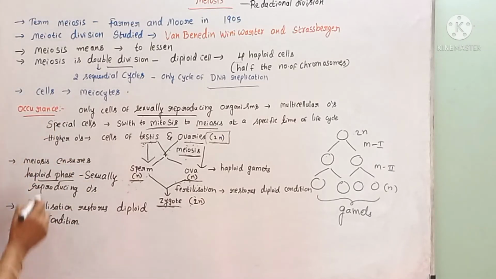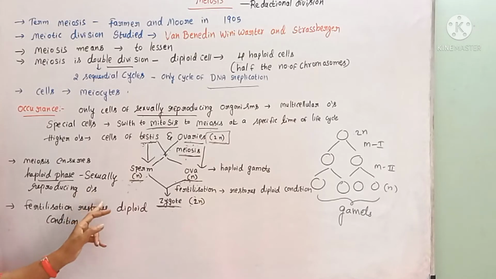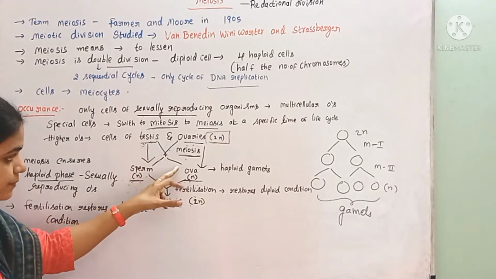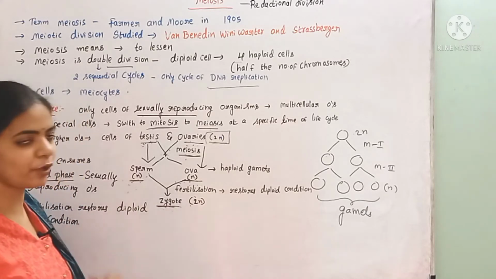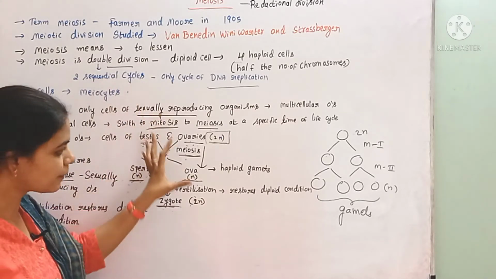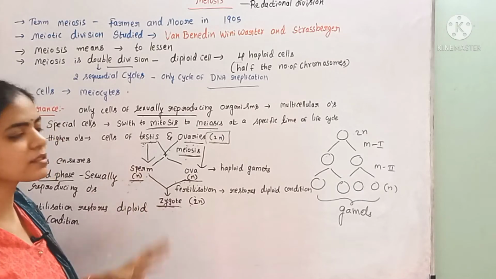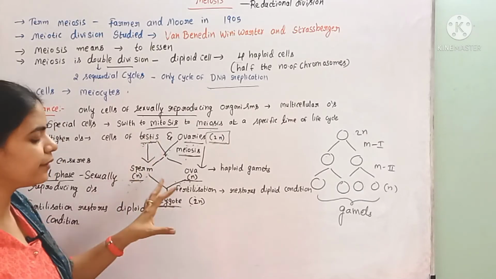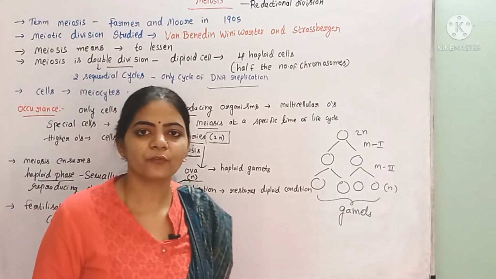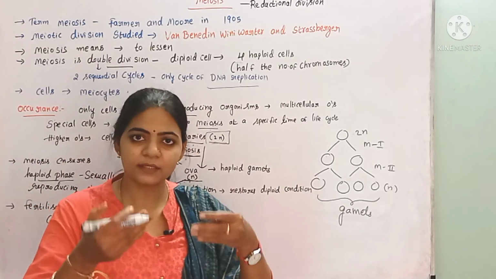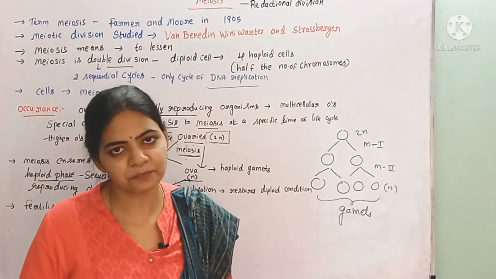If we see here, meiosis ensures the haploid phase in sexually reproducing organisms, but fertilization restores the diploid condition. Like this, meiosis is a magical cycle where different phases will be seen. In the next video, we are going to study the different phases seen in meiosis.